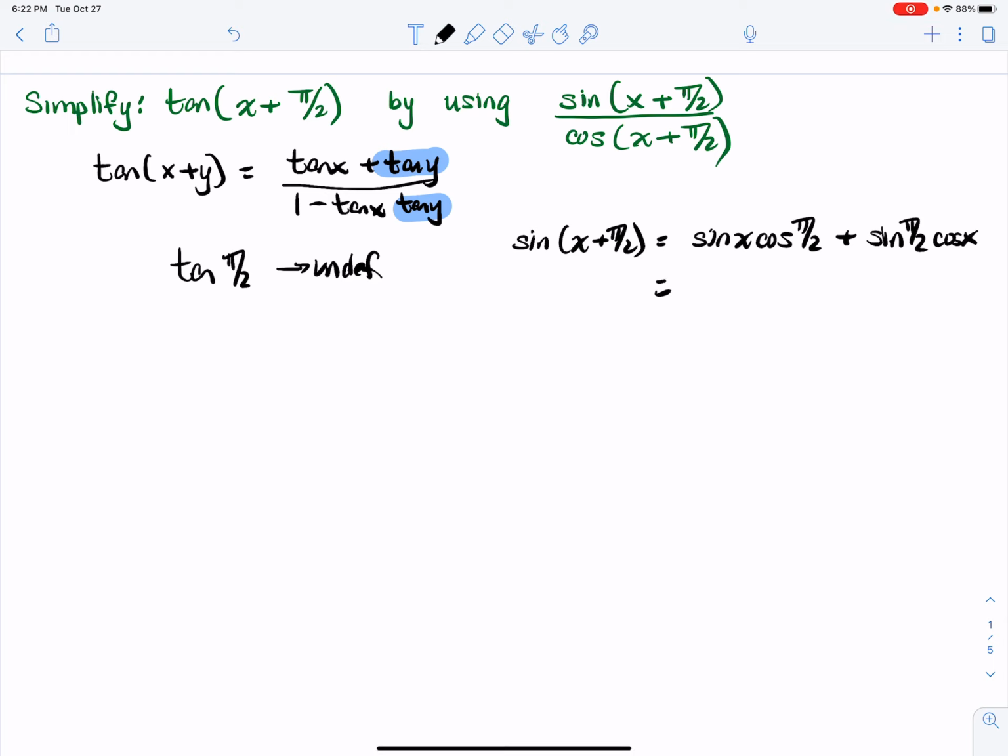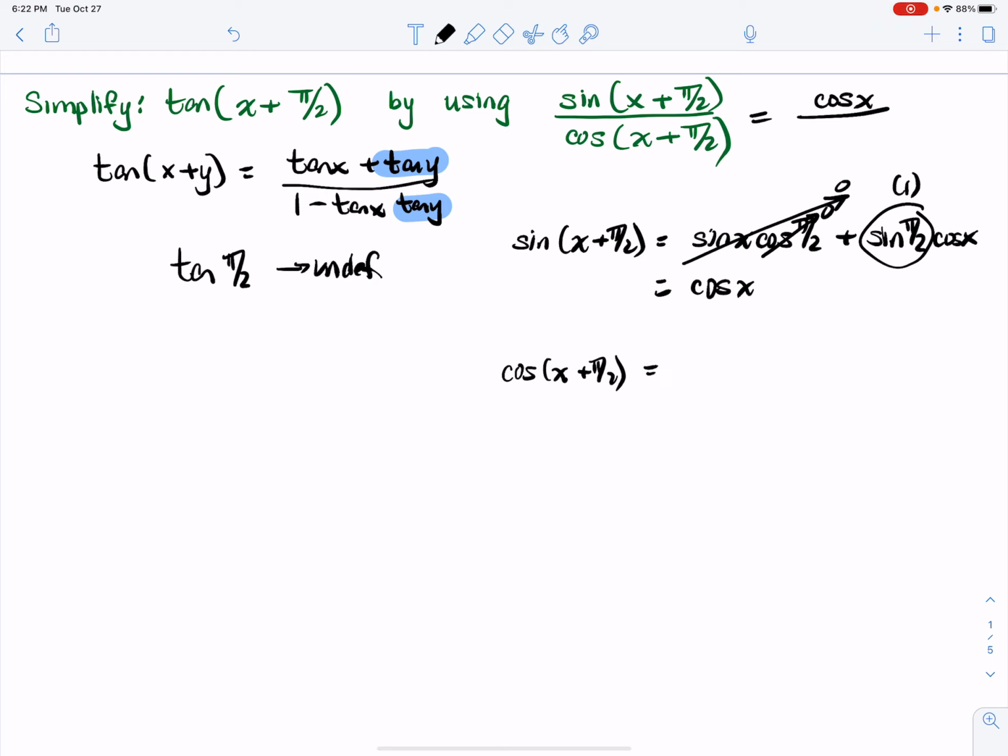And if we simplify that, well, cosine of pi over 2 we know is 0, which means this whole thing is 0. And we know that the sine of pi over 2 is 1, so this whole thing is equal to the cosine of x. That's interesting. Now, as far as cosine goes, let's look at the cosine of x plus pi over 2.